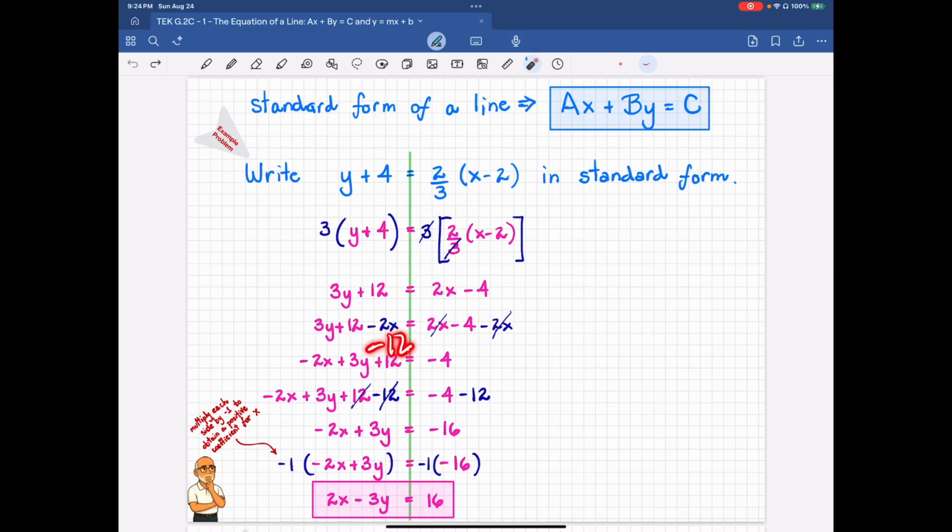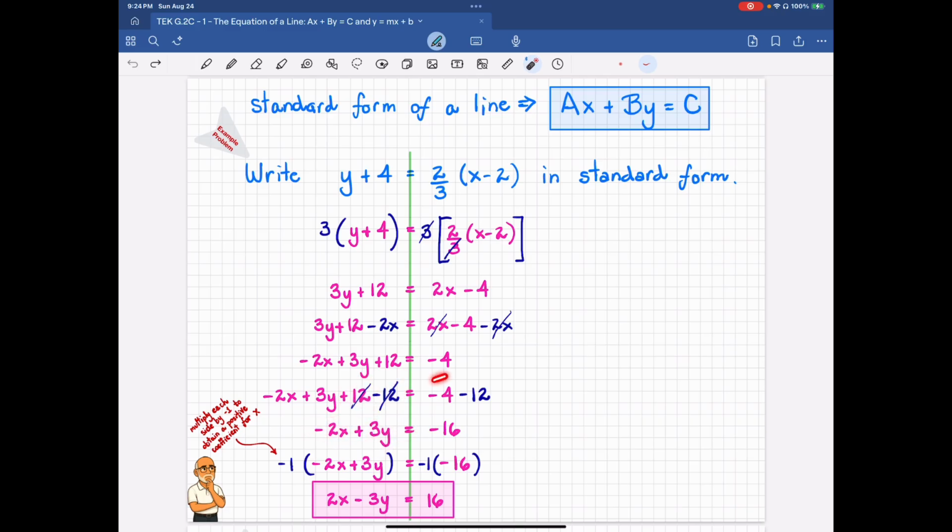If I subtract 12 from the left, I have to subtract 12 from the right. So that's basically my next step, subtracting 12 from both sides. Subtracting 12, these 12s cross out on the left. It's as if they don't exist anymore on the left. And what I get is my -2x plus 3y.